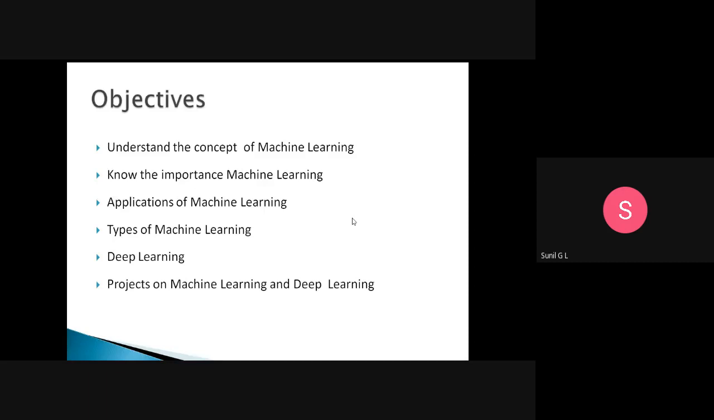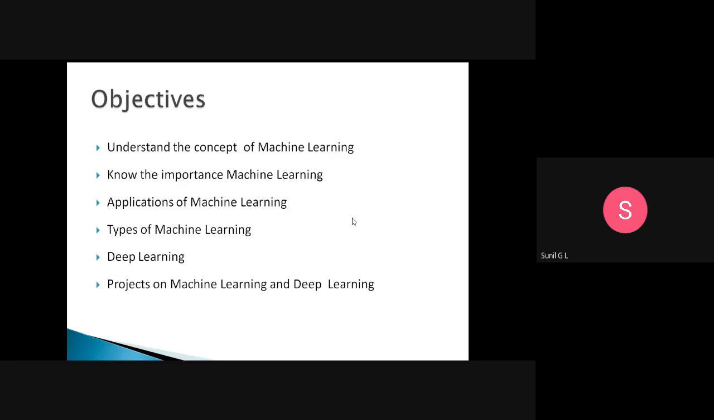We'll discuss what machine learning is, what the importance of machine learning is, the applications of machine learning, what the different types of machine learning are, what deep learning is, what the difference between machine learning and deep learning is, and what the projects are.